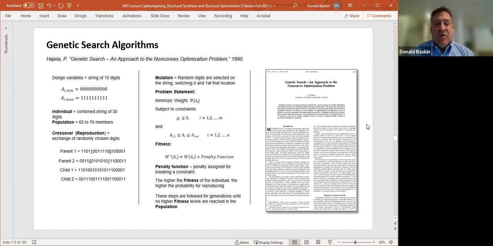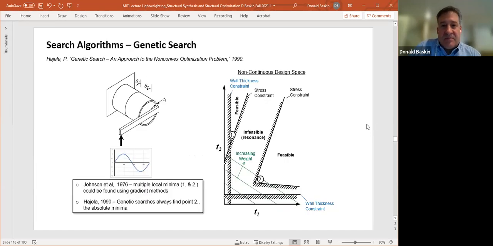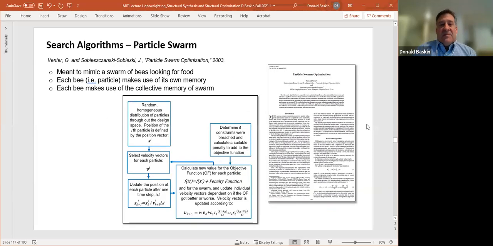And then you keep doing this over and over again. And so again, you hit a convergence. That's a point where the successive generations of children don't lower the objective function by very much. But this is called genetic search. Another similar method is called particle swarm.